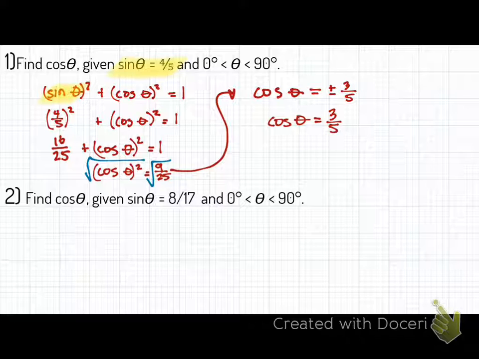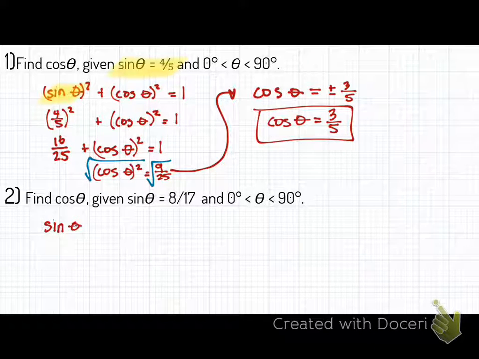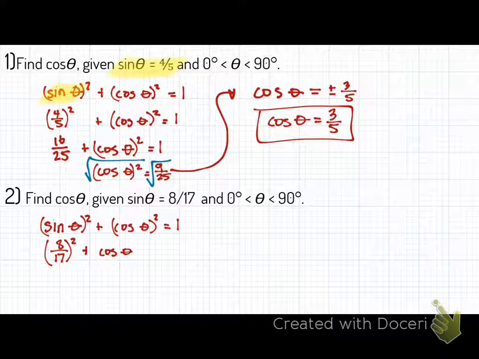Let me do it one more time on number 2. I'll go a little more quickly. You'll see this 8/17 here on number 2. Looks kind of scary. Not to worry, you're just going to do the same steps, okay? So we find the cosine of theta given sine of theta is equal to 8/17, and we're looking at the degrees from 0 to 90 degrees for theta, okay? So again, I'm starting with my Pythagorean identity. Okay, and we're replacing sine of theta with 8/17 and rewriting the rest of the problem out, right? Okay, and I know that 8 squared is 64, and 17 squared is 289. I got cosine of theta squared is equal to 1, right?